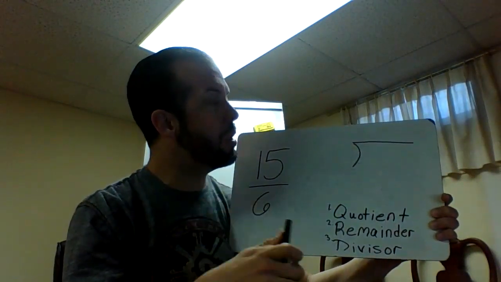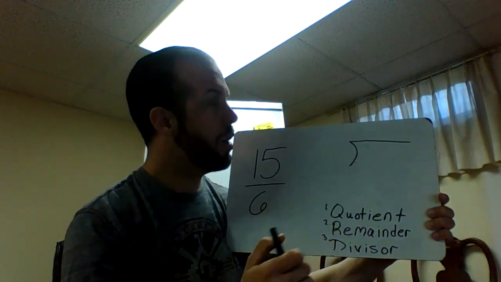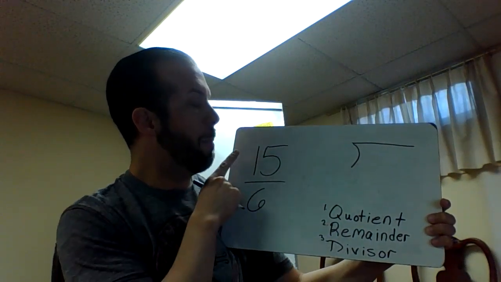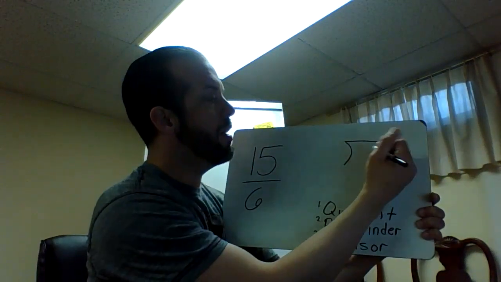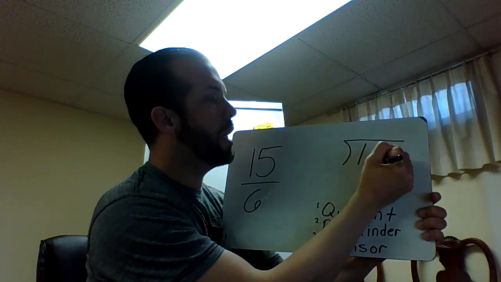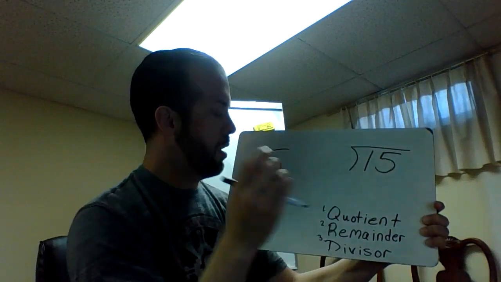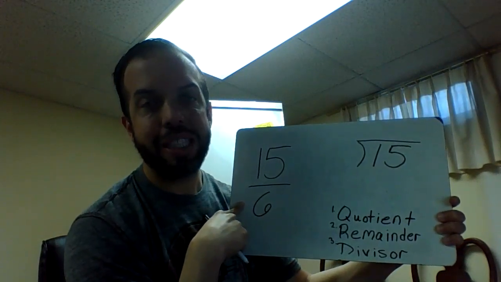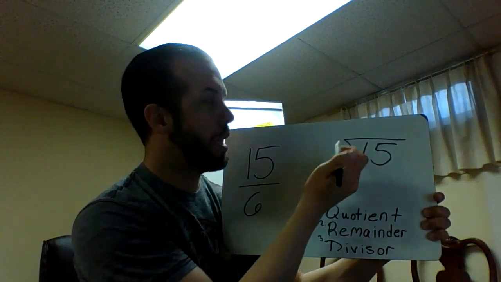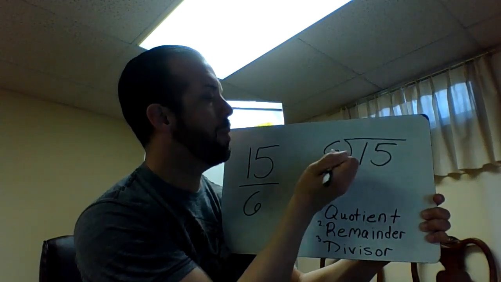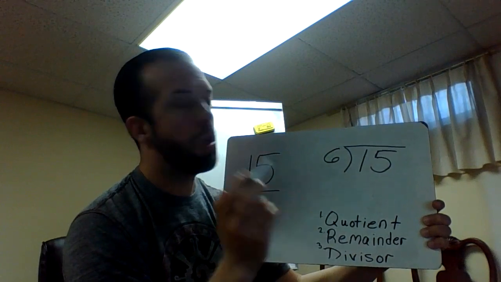How we always do that is we're going to divide. I have my division house set up. My numerator, the bigger number, is always going to be our dividend, so that goes in the division house. My denominator, 6, is always going to be my divisor. That's what I'm breaking the 15 up into. So I'm just going to divide.